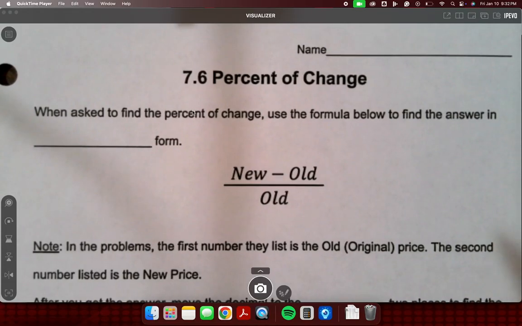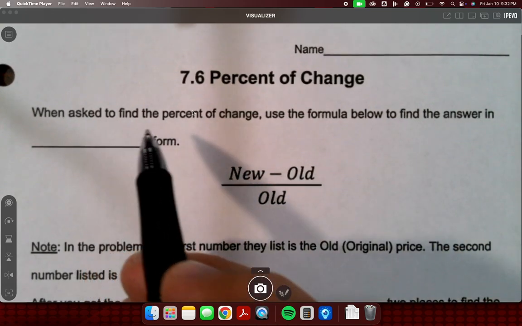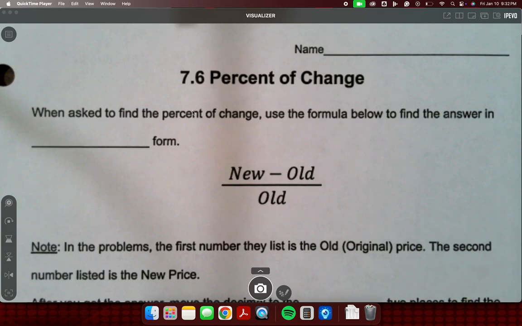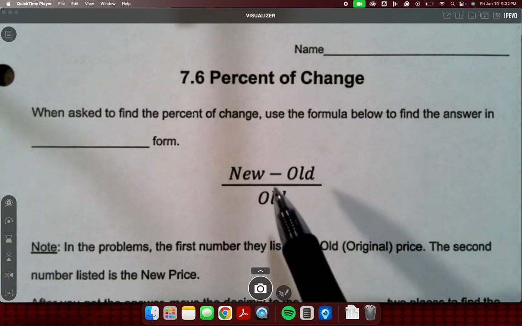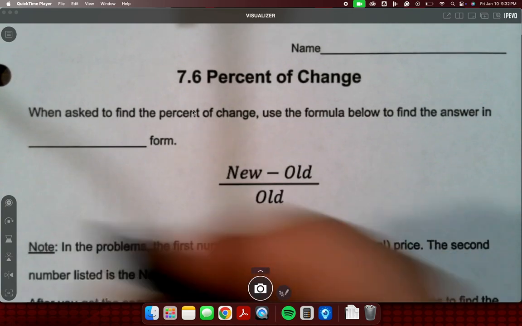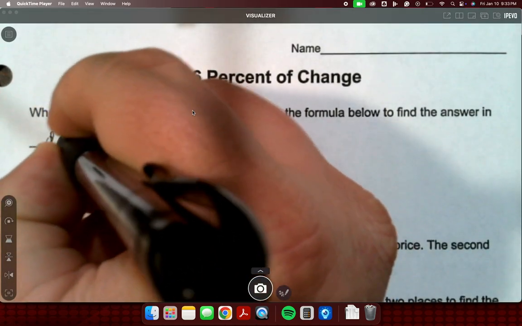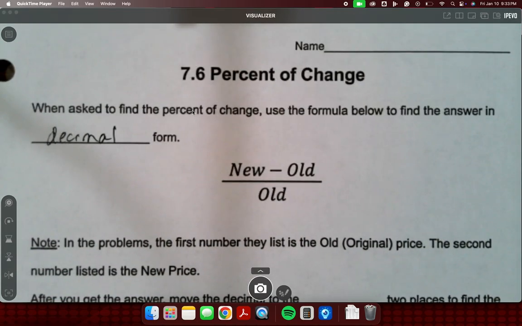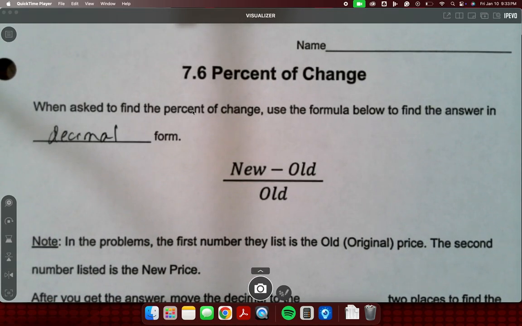In this section, we're going to talk about the percent of change. So when asked to find the percent of change, and that could be a percent increase or a percent decrease, we use this formula to find the answer in decimal form. In other words, if it's a 25% increase, this will tell us the answer is 0.25. So we will have to convert our answer from decimal to percent form.